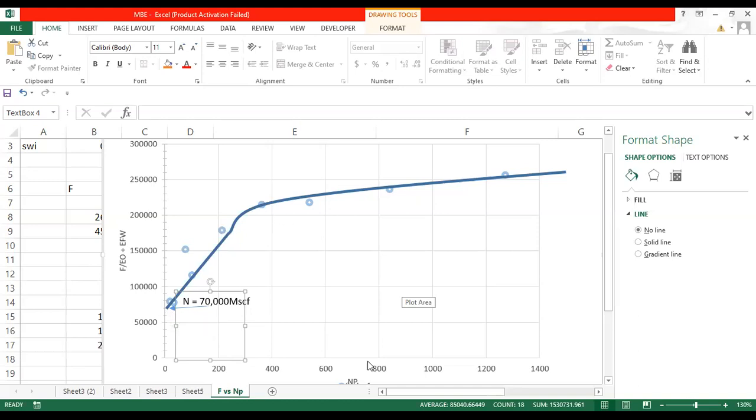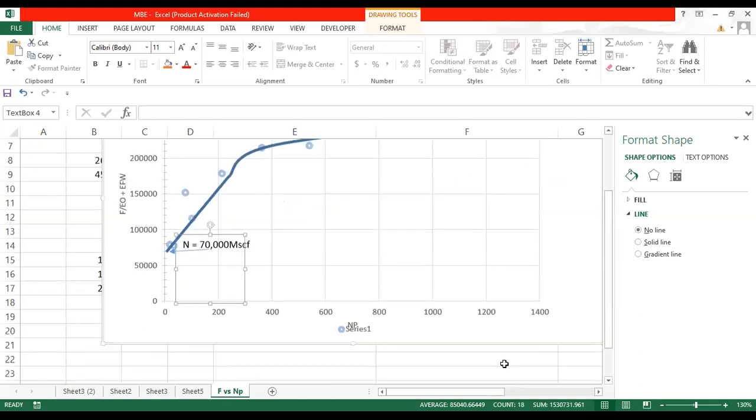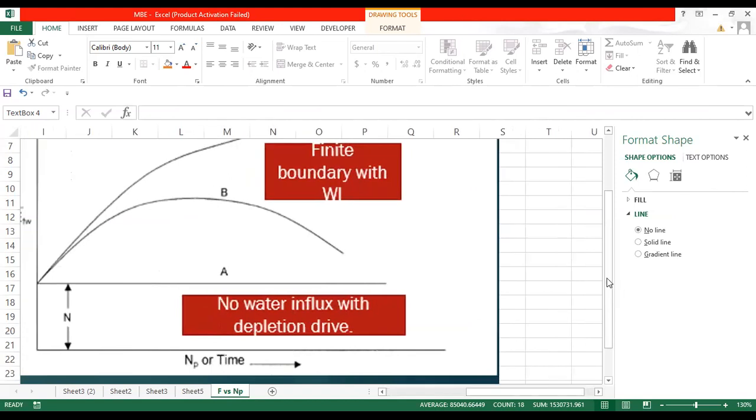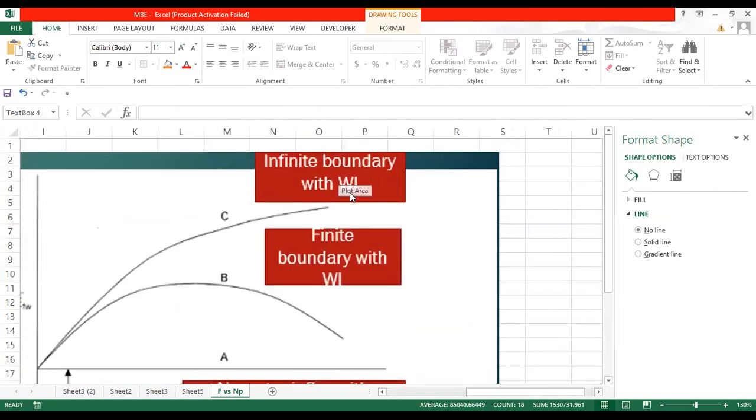And the kind of drive mechanism that we have is the infinite boundary drive mechanism. That means the aquifer is infinite; the boundary of the aquifer hasn't been defined. It has a large amount of water which is pushing oil towards your production well. If B is the condition, then a finite boundary water aquifer is there, so the boundary of the aquifer has been defined for the condition B.